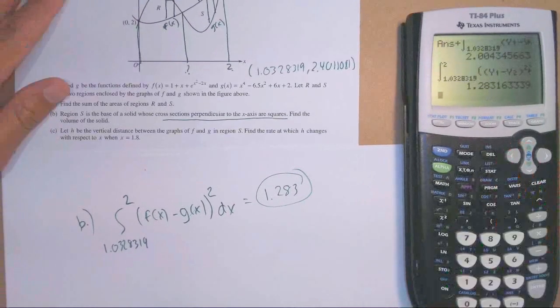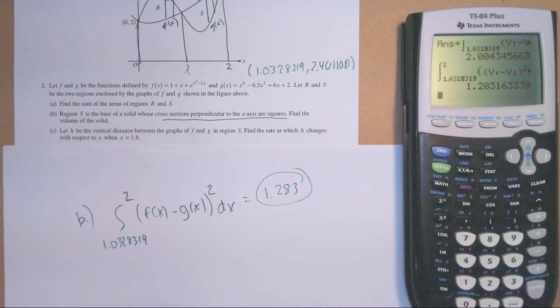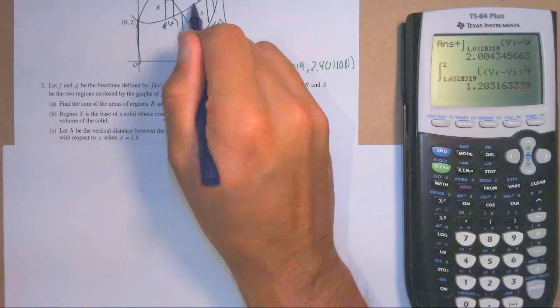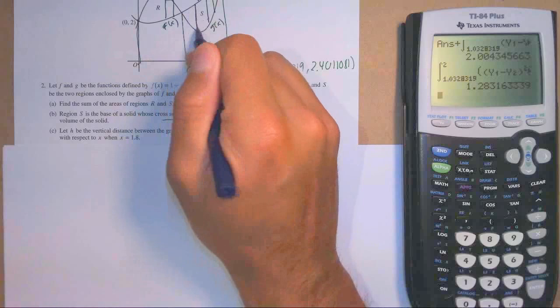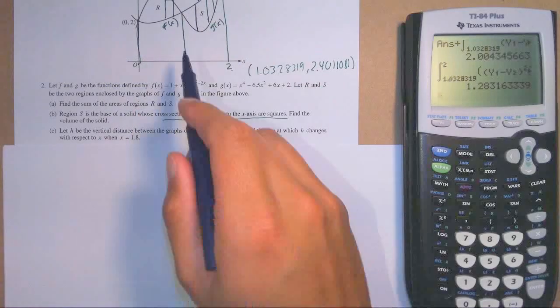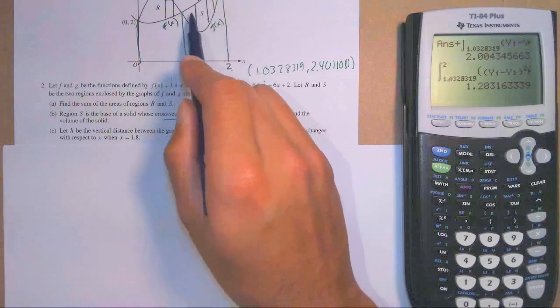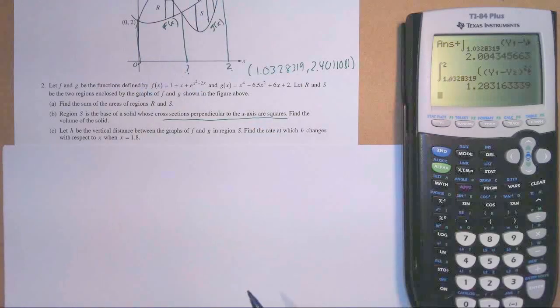C was a little bit difficult for many students that past year. It says, let H be the vertical distance between F and G in region S. So, once again, region S. Now, I'm going to change colors, but what they're trying to say is this. There's a vertical line between F and G in region S. Now, remember, this line can move anywhere inside of here, so it's changing. And because it's changing, this is why they're asking you this.